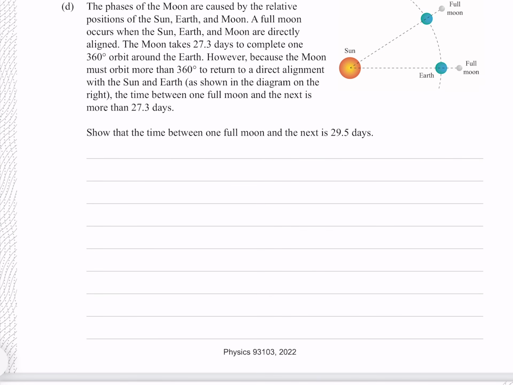The phases of the moon are caused by the relative positions of the sun, earth and moon. A full moon occurs when the sun, earth and moon are directly aligned. The moon takes 27.3 days to complete one 360-degree orbit around the earth. However, because the moon must orbit more than 360 degrees to return to a direct alignment with the sun and earth, as shown in the diagram on the right, the time between one full moon and the next is more than 27.3 days. Show that the time between one full moon and the next is 29.5 days.